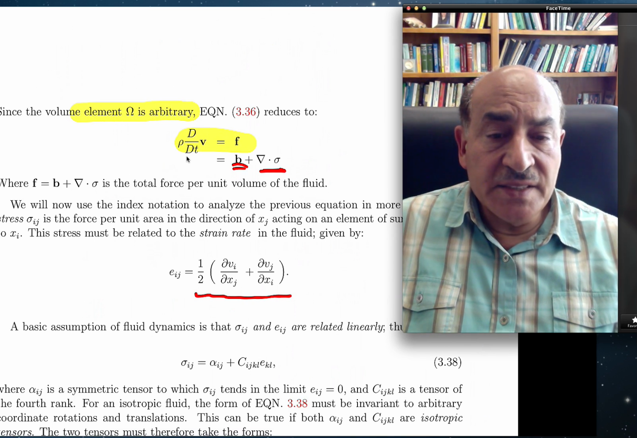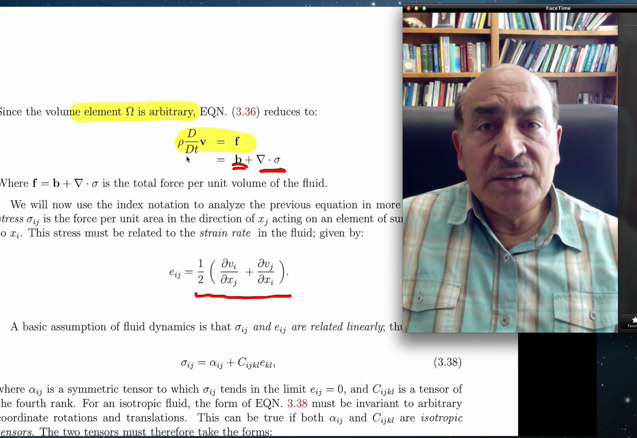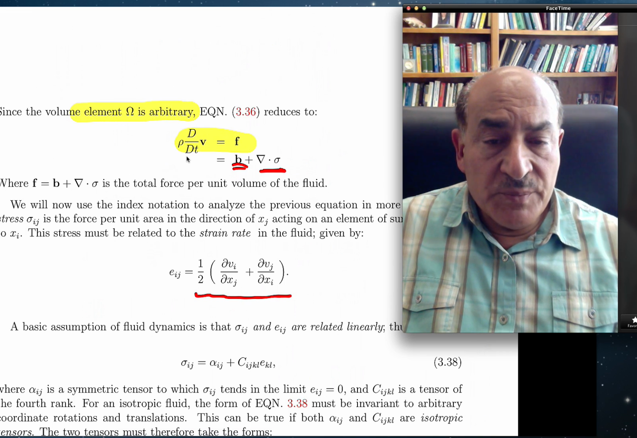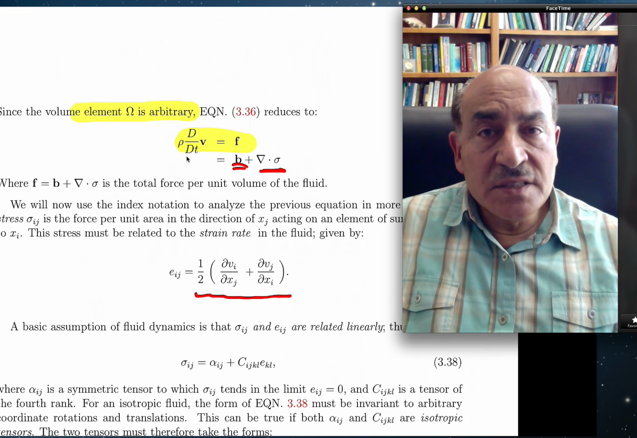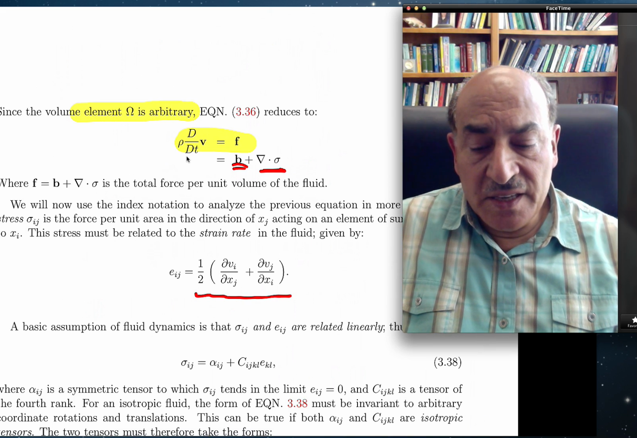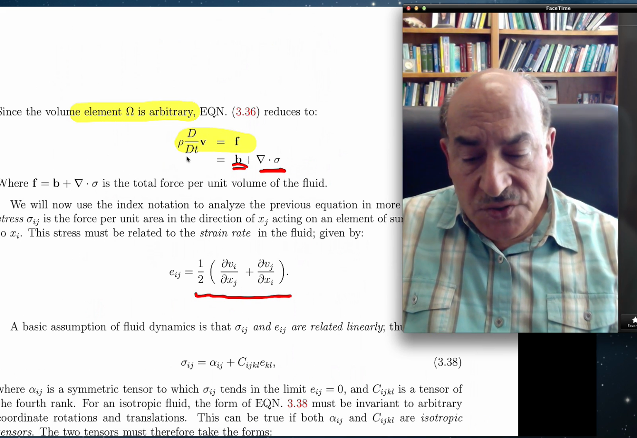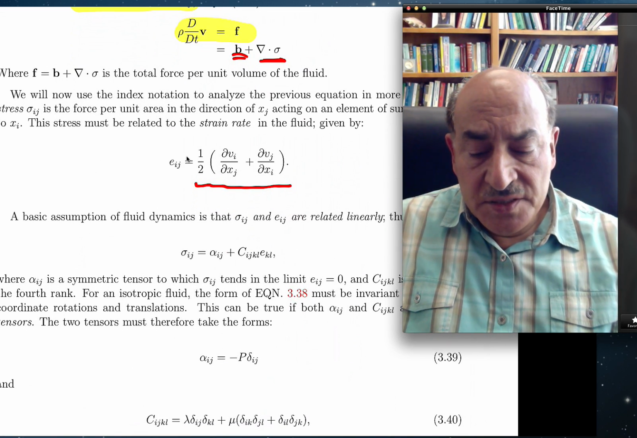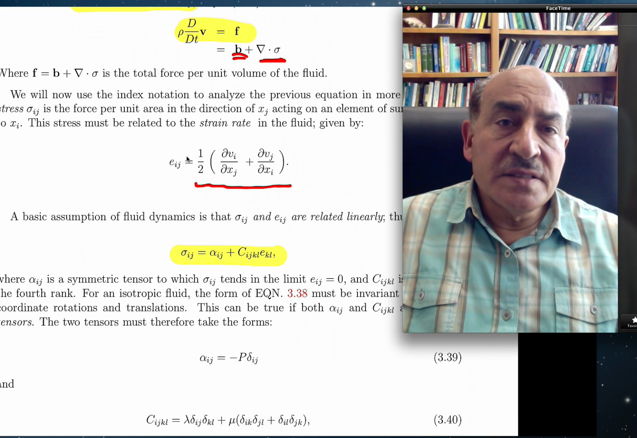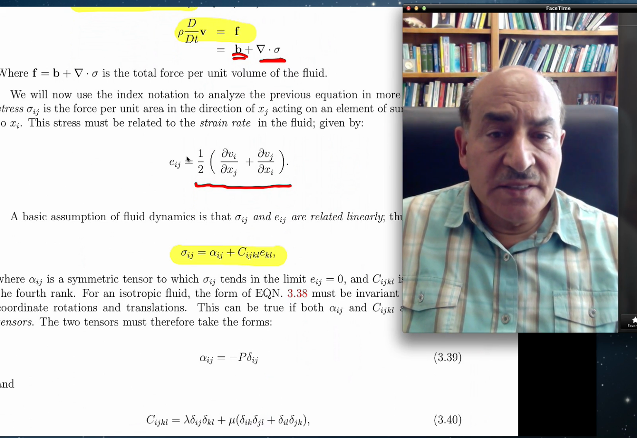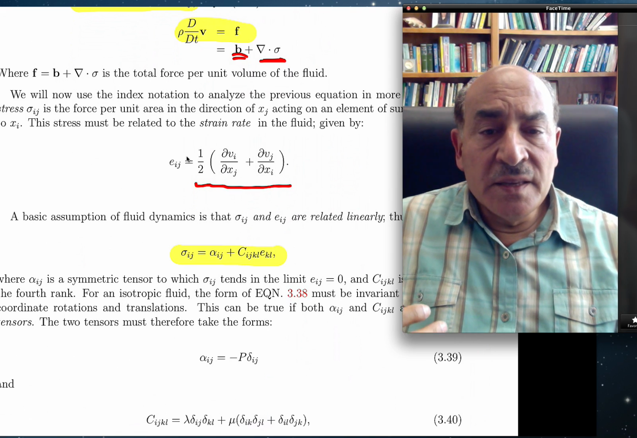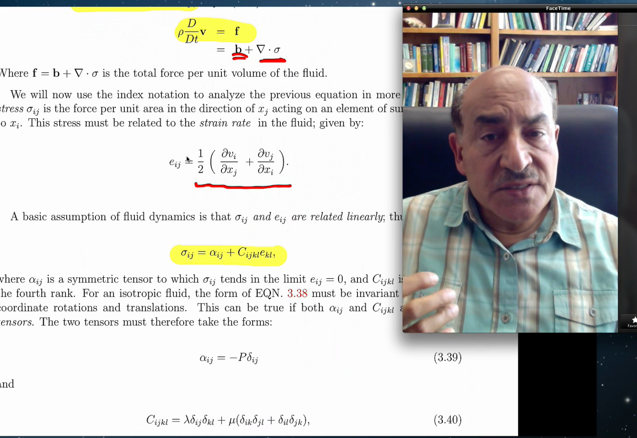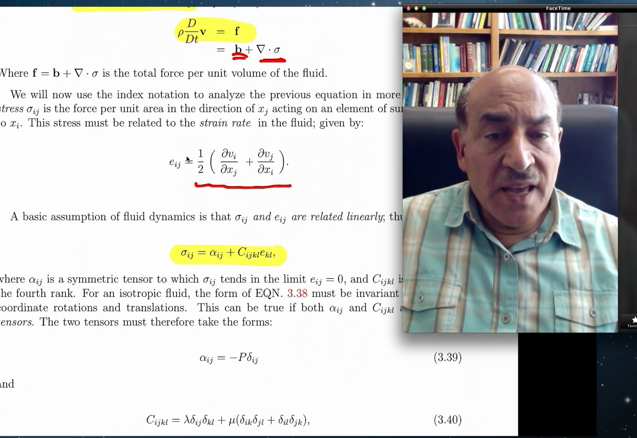So this is the strain rate, and the constitutive equation is that the strain rate is linearly proportional to the stress. That's the assumption, a basic assumption of fluid mechanics, similar to Young's law, for example, in solids. So we have this relationship expressed as the stress tensor is equal to a constant tensor plus a fourth order tensor, Cijkl, times the strain rate tensor, EKL.